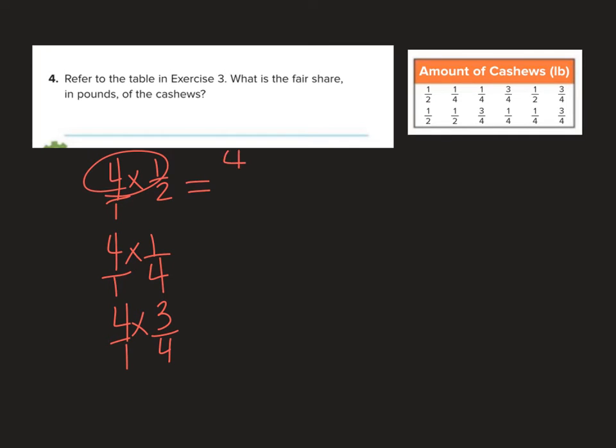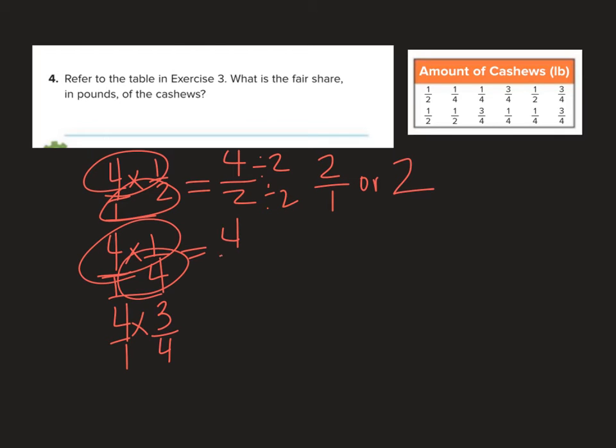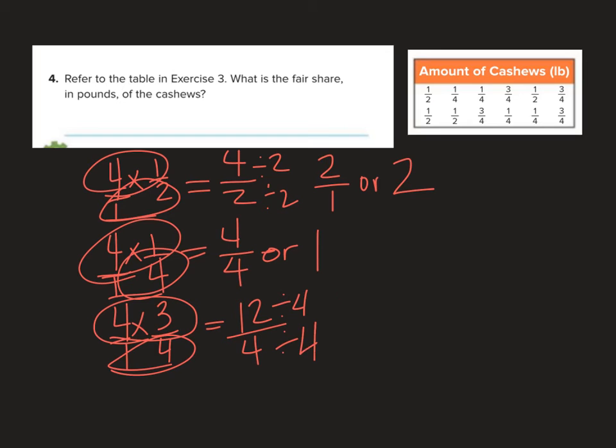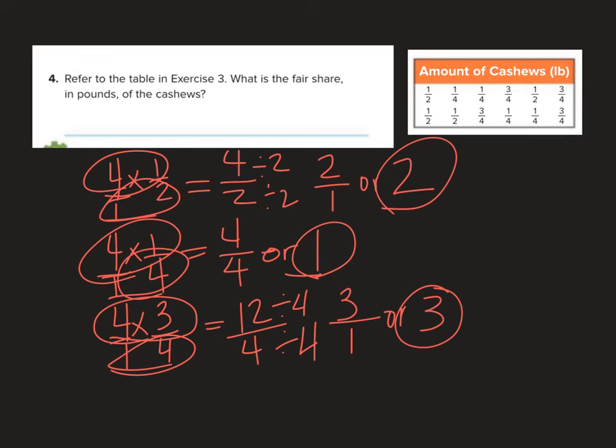Multiply numerators, multiply denominators. 4 over 2, if I simplify, I would get 2 over 1 or 2. Multiply numerators, multiply denominators, 4 over 4 or 1. Multiply numerators, 12. Multiply denominators, 4. Let's simplify. Divide by 4, divide by 4, and I get 3 over 1 or 3. Okay, so I have 2, 1, and 3, which is 6. Now I have to take 6 and divide it amongst how many people I have, which is 4, 4, and 4, so 12. 12 divided by 6, top divided by the bottom. 12 divided by 6 is 2.